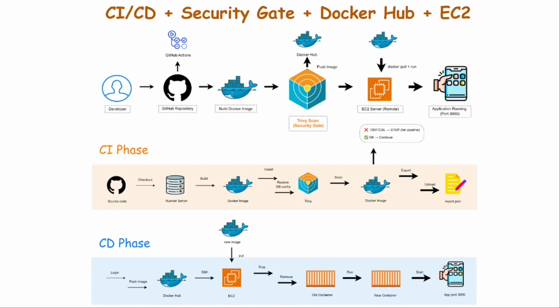After that, the system connects to a remote EC2 server via SSH, pulls the latest image, and runs it as a Docker container. Once the container is running on port 3000, users can access the application through the EC2 public IP address using a web browser.